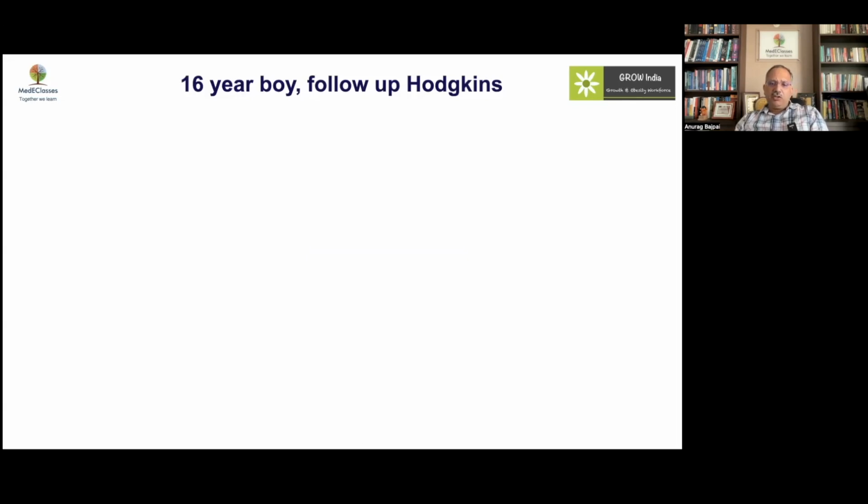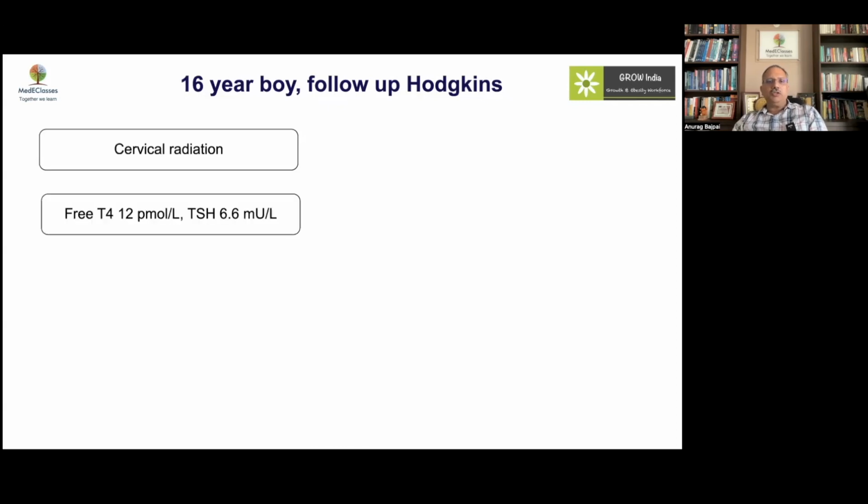Another interesting scenario: a 16-year-old boy, follow-up case of Hodgkin's disease, cervical radiation was given. He has a slightly high TSH. Now, this scenario I alluded to is a very, very important thing to remember. TSH is a potent stimulus of thyroid growth. So if you have a high TSH in somebody who is predisposed to thyroid malignancy, you are actually playing with fire. You don't want to wait here. You have to clearly do something to bring this TSH down. This is one indication of subclinical hypothyroidism where I'll definitely recommend immediate therapy to avoid any long-term risk.